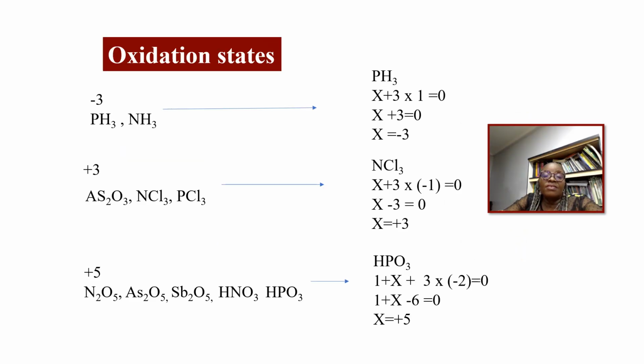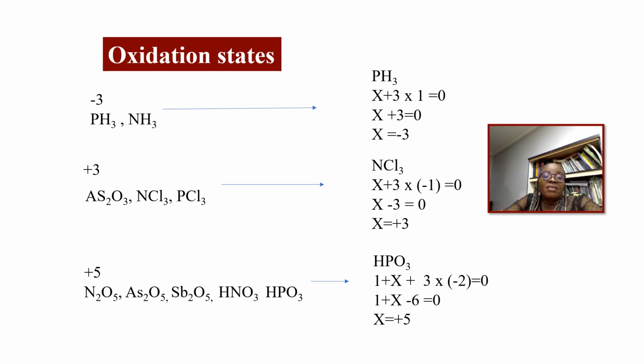The oxidation states of the group 15 elements. The most common oxidation states of the elements of this group are -3, +3, and +5. The -3 oxidation state can be found in phosphine and ammonia, which are hydrides of phosphorus and nitrogen. We use phosphine, PH3.